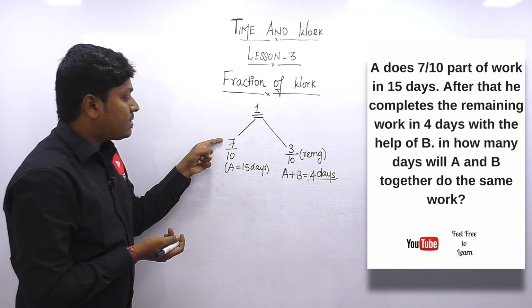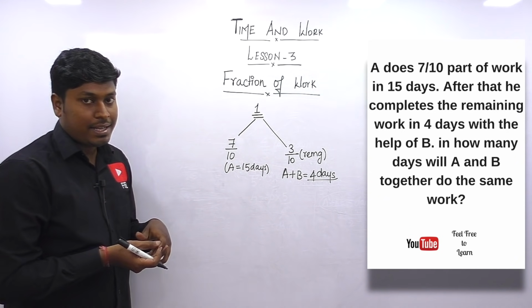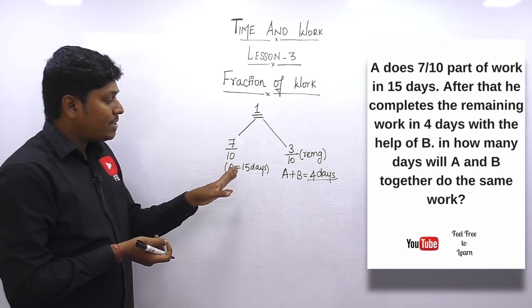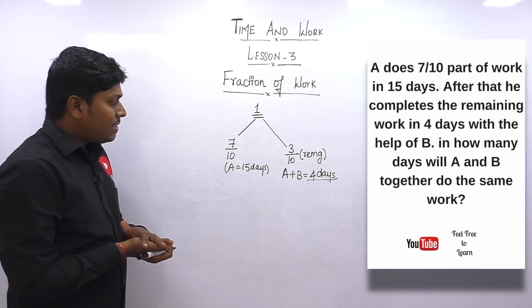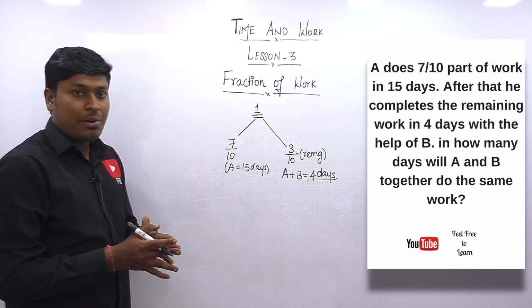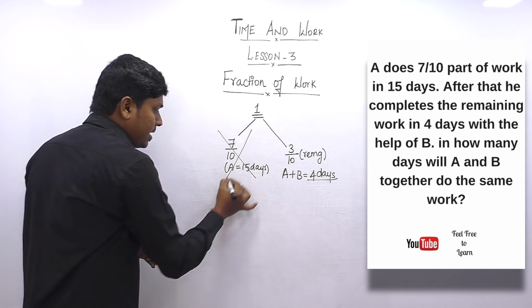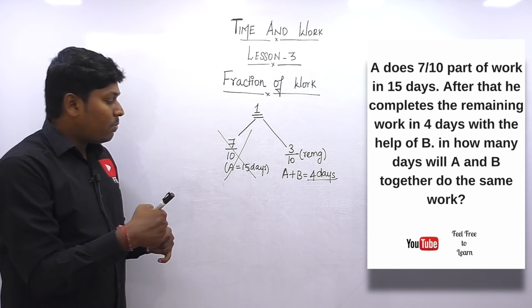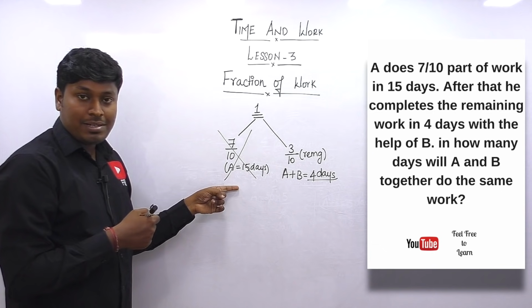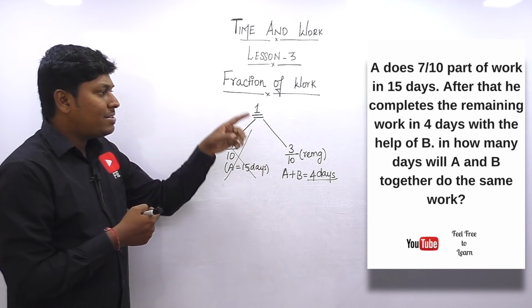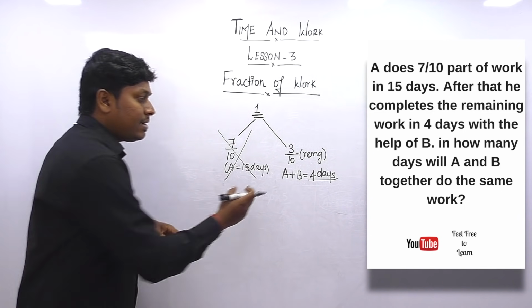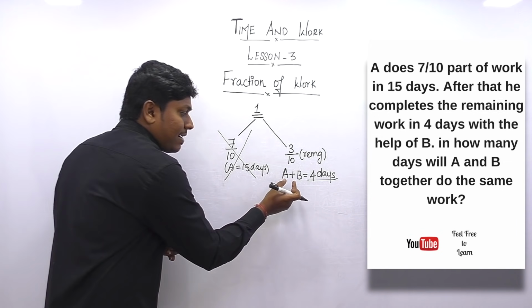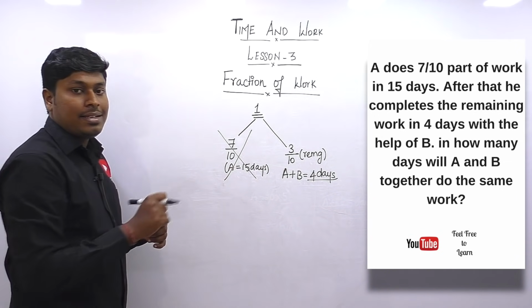And A alone does 7 by 10 part of work in 15 days. Our target is to find how many days A and B together take to complete the work. If you want to find A and B together, we don't need to care about this data, friends. In the previous question, when they were talking about B alone, we found A alone, then substituted here. But in this question, it's a direct question. They are asking how many days A and B took to complete the work.